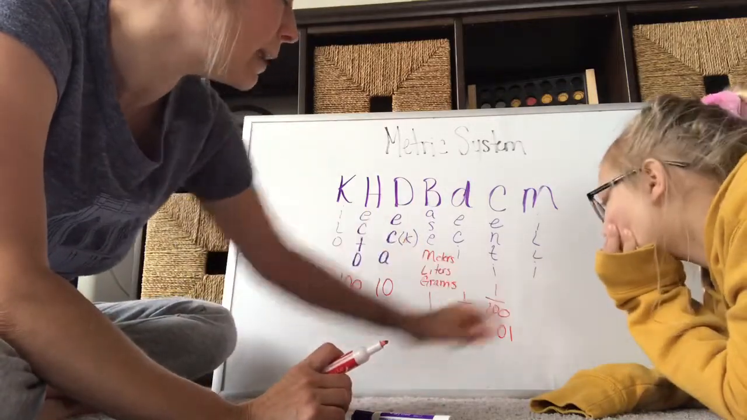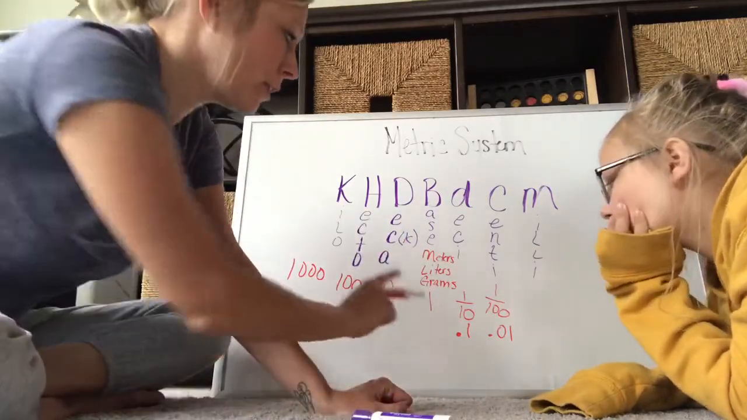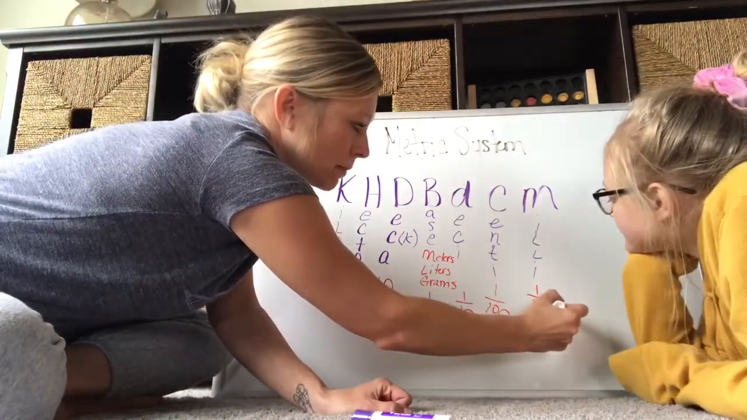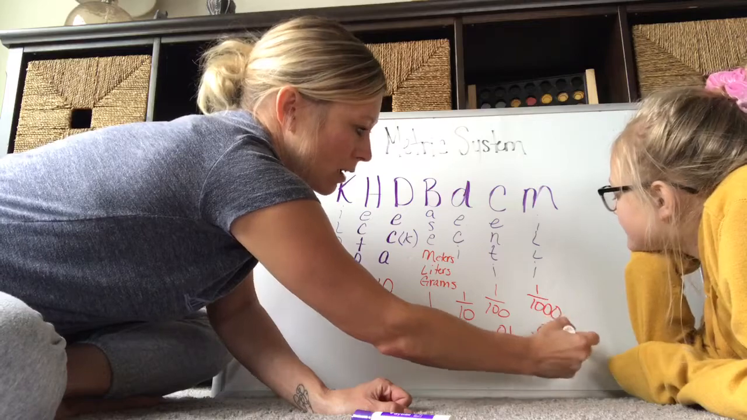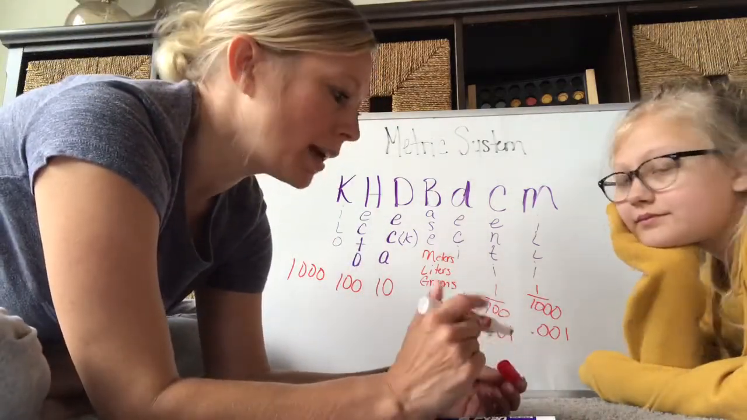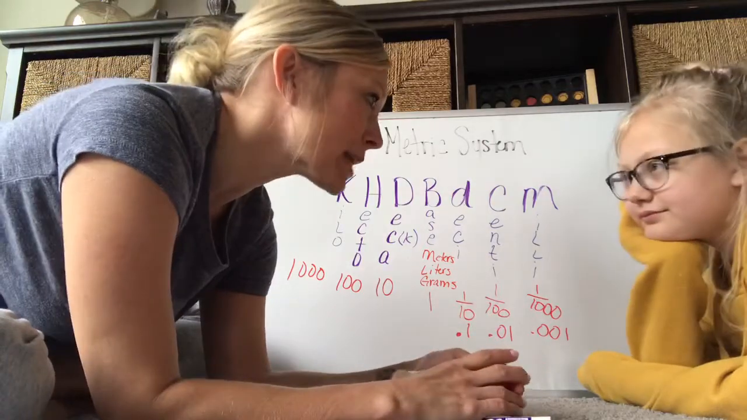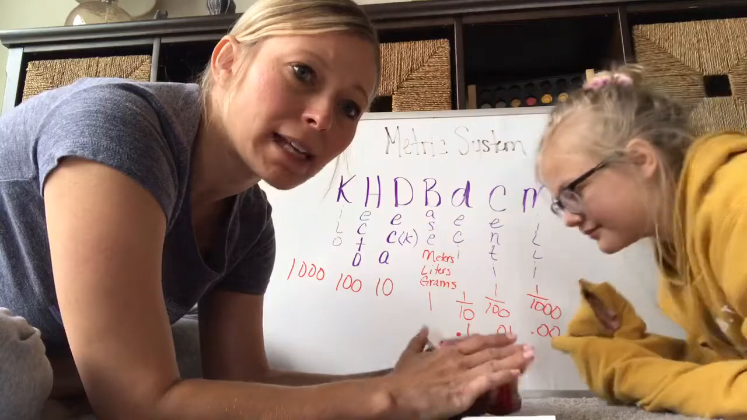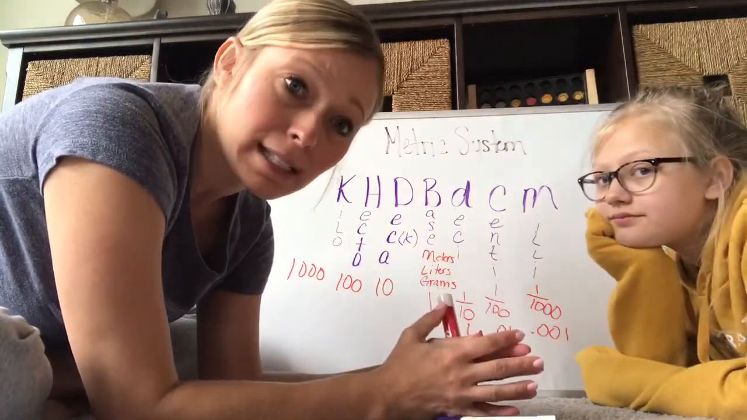Okay. And then milli is how much smaller than the base? 1,000. So like in a millennial, there are 1,000 years. On a millipede, there are 1,000 legs. Okay, so this is our base 10 metric system.